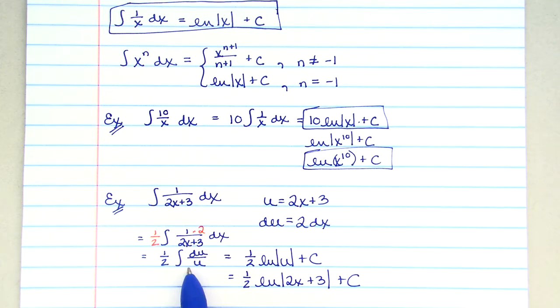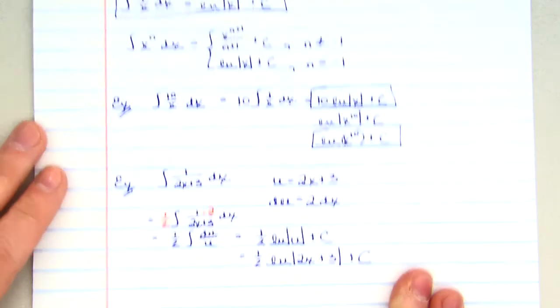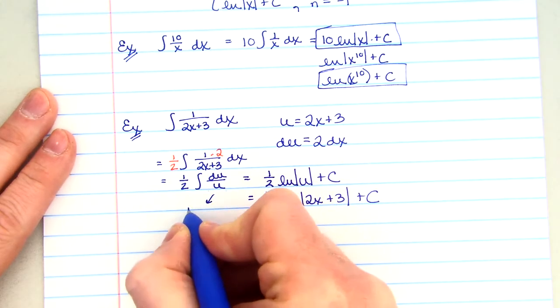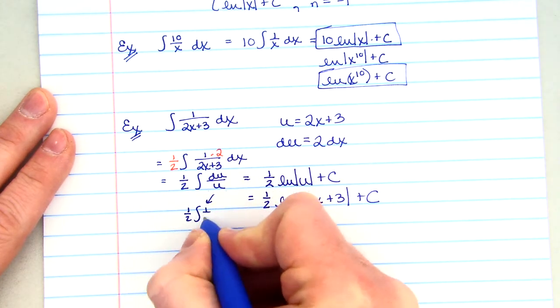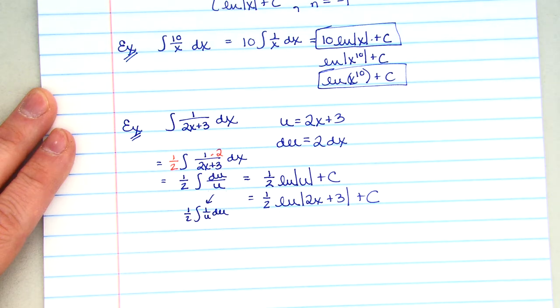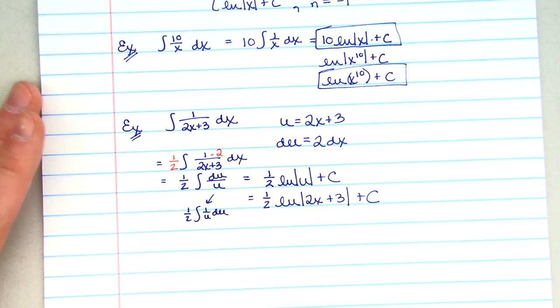Yeah, what's the integral? Well, isn't du over u like 1 over u du, just another way of writing it? This thing over here, isn't this just like 1/2 times the integral of 1 over u du? They mean the same thing. And then that's our new rule.